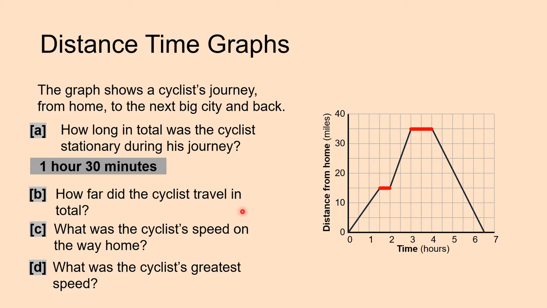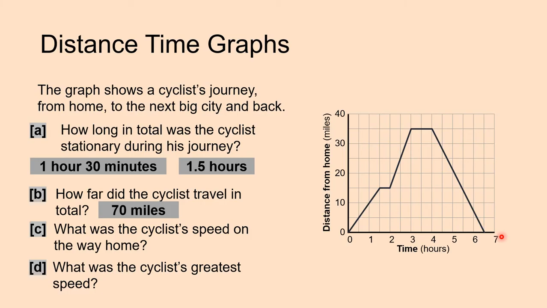Then it says, how far did the cyclist travel in total? So the cyclist travelled this far, which is 35 miles, but they went there and they came back again. So we have to multiply 35 by 2 and get 70 miles.